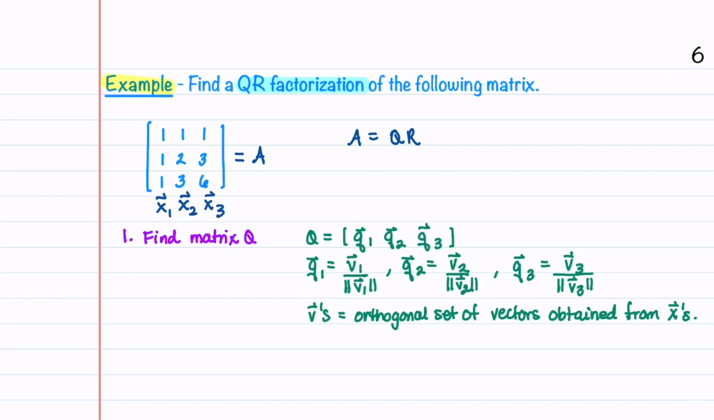The first thing that we're going to do is find matrix Q. Matrix Q contains three vectors, Q1, Q2, and Q3, and those vectors are orthonormal vectors. Q1, Q2, and Q3 come from vectors v1, v2, and v3, and our v vectors are the orthogonal set of vectors that are obtained from our x's, which are the columns of our matrix A. We're going to use the Gram-Schmidt algorithm to find these vectors v.